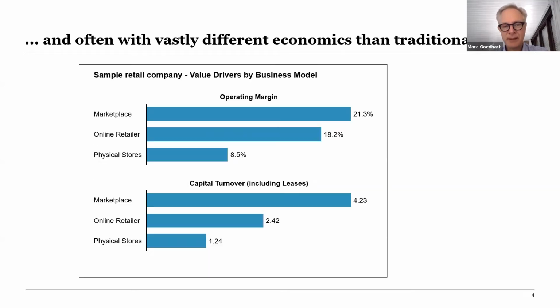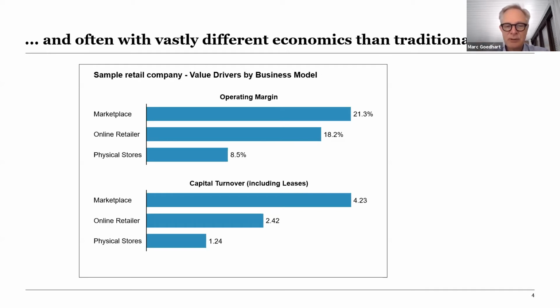And that makes the analysis and the valuation very much like observing a moving target. The second thing is what we find is that digital businesses often show very different economics than traditional models, and different economics in the sense of different margins, different capital turnovers, different returns on capital. And that has a lot to do, we'll get a bit into that later, with the fact that many of these digital businesses are very easily scalable.